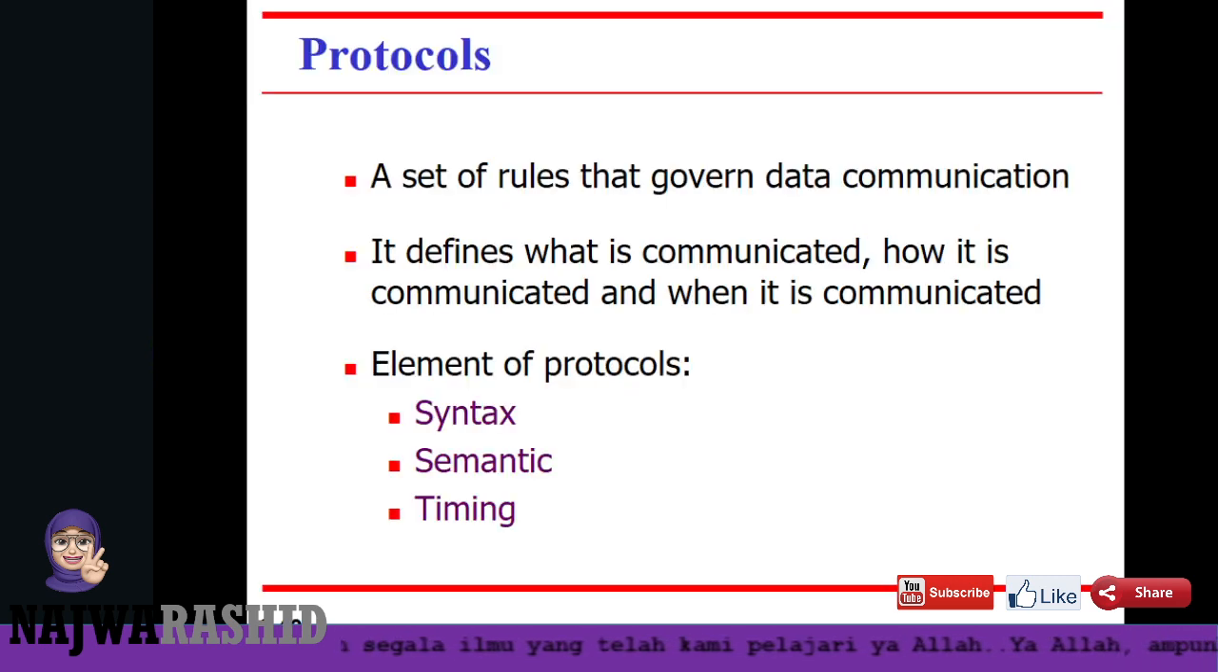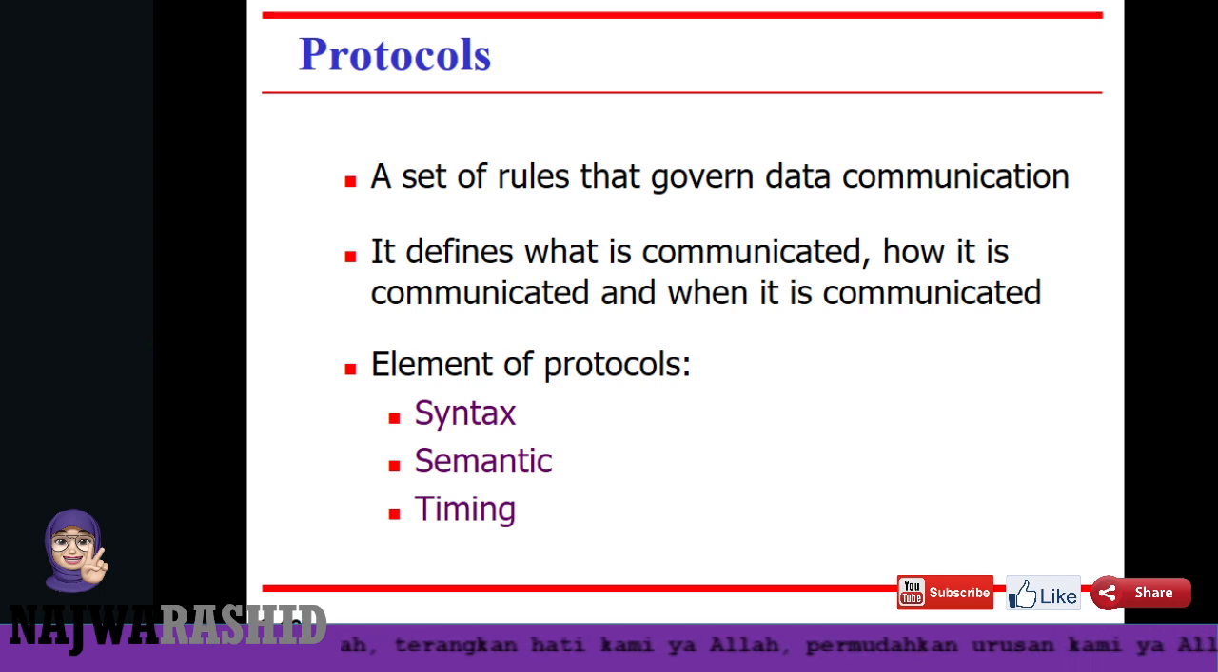So first we look at the protocol. Protocol is a set of rules that govern the data communication system, and it defines what is communicated, how it is communicated, and when it is communicated. That is what is led or held by the protocol: what is communicated, how you can communicate, and when you are allowed to communicate.